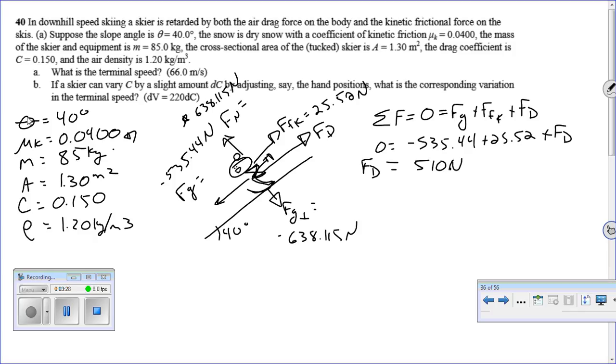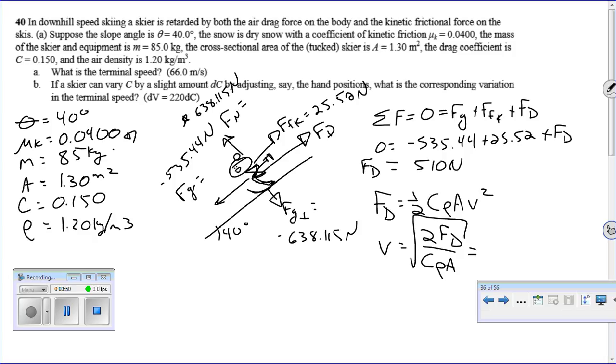So now you can use your drag force equation and solve for the velocity, right? So remember, drag force is 1/2 C rho A v squared. We know our drag force, so solve. So you get v equals 2 times the drag force over C rho A, all square rooted, and plug in your numbers from over there, and you end up getting 66 meters a second. Okay? So that is that.